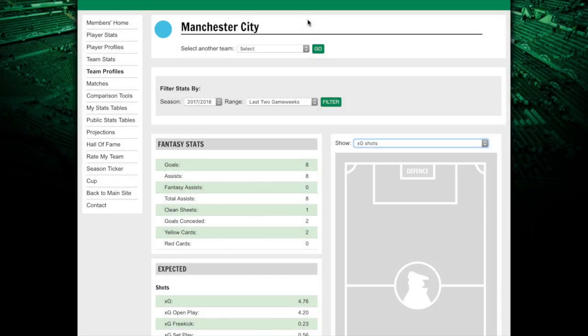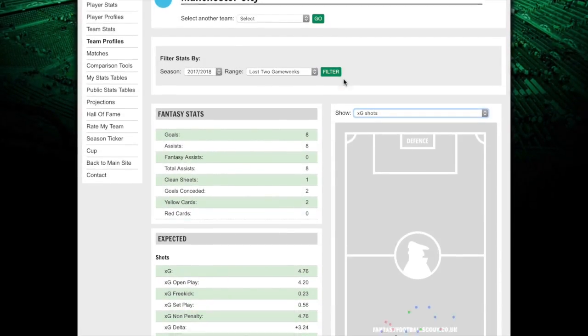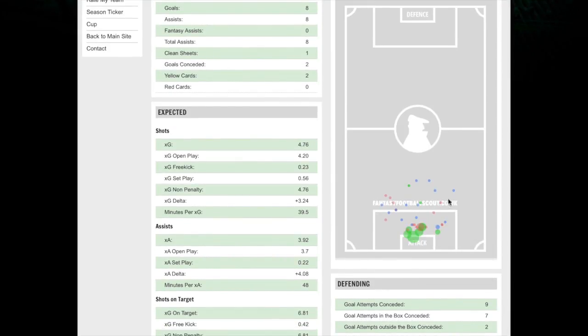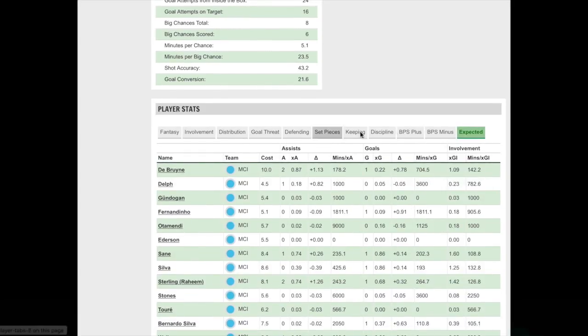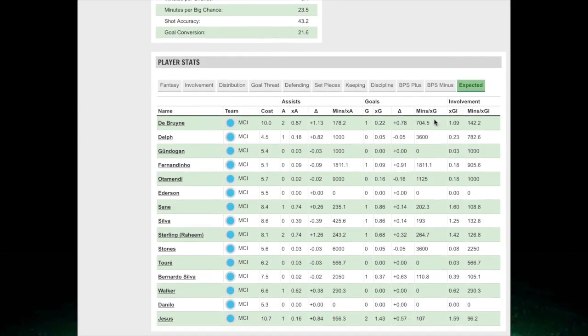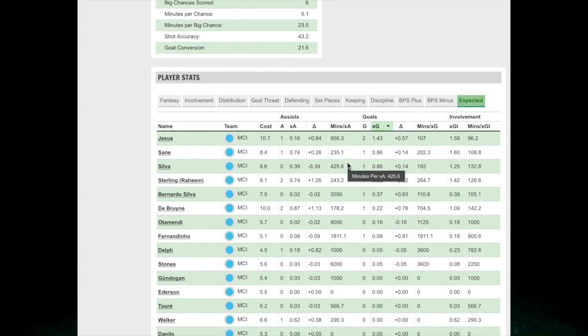We've also added the XG data to our team profiles. So here we are on Man City, again still viewing the last 2 game weeks. We've got their XG shots there for the last 2 game weeks, and if we scroll down, we've got the expected table here available as one of these tabs, so we can view all their players and sort them according to the squad. Just an easier way of viewing the data per team.